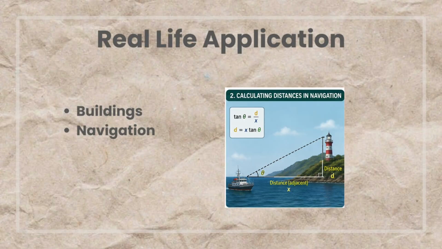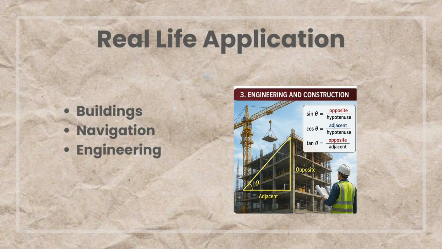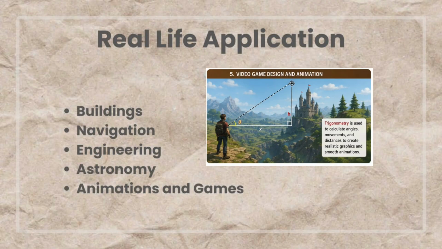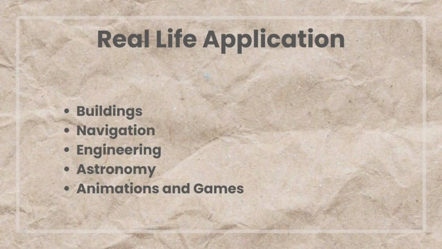It is also used in navigation, like in ships and airplanes, to calculate distances and directions. In engineering and construction, trigonometry helps in designing structures like bridges, roads, and buildings to make sure they are safe and accurate. In astronomy and space science, it helps scientists measure the distance of stars and planets. And even in video games and animation, trigonometry is used to control movements, angles, and realistic graphics.